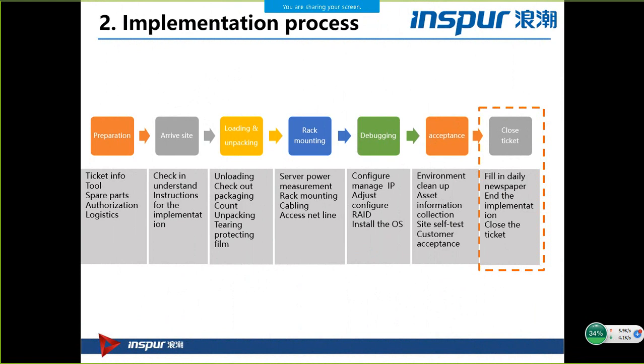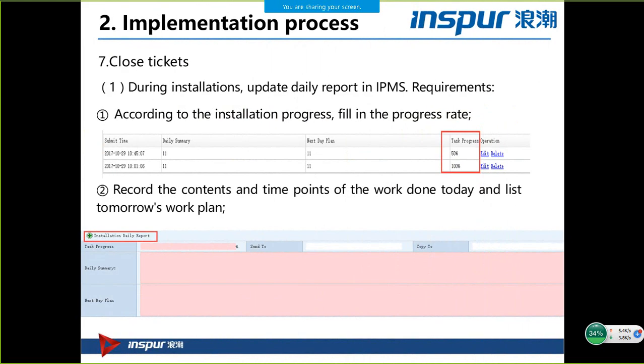And finally, when you leave the data center and go back to your office, you can click the ticket and close the ticket. It means you need to write down the progress rate, for example 15% or 100% for this day.